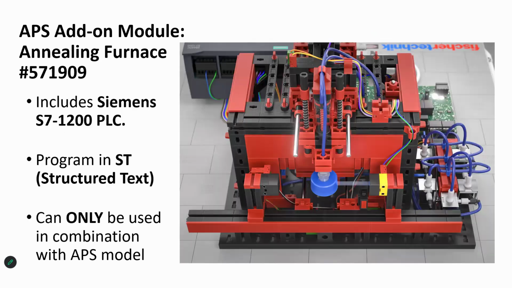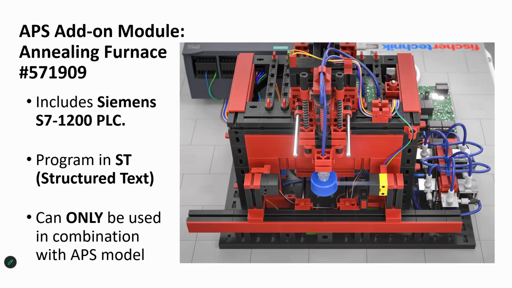Now, this module, like most of the modules of the APS, includes its own Siemens S7-1200 PLC, which has been pre-programmed in structured text. As an FYI, the annealing furnace module has dimensions of approximately 22.5 by 15.9 inches, with a weight of approximately 10 pounds. It is, of course, designed specifically for use in combination with the APS model. This is not designed as a freestanding workstation.